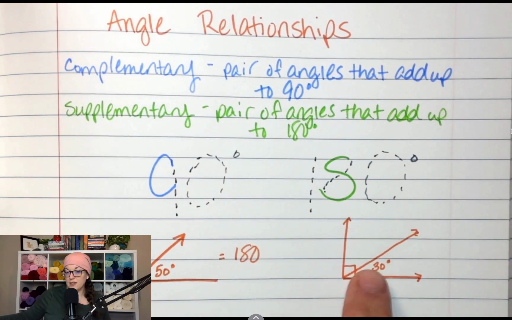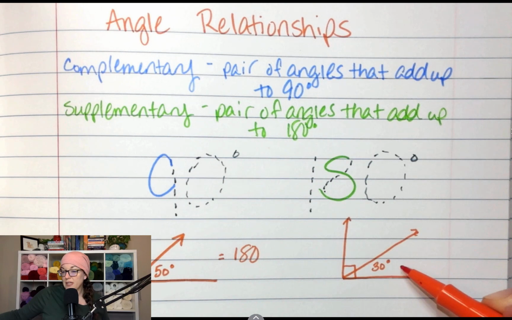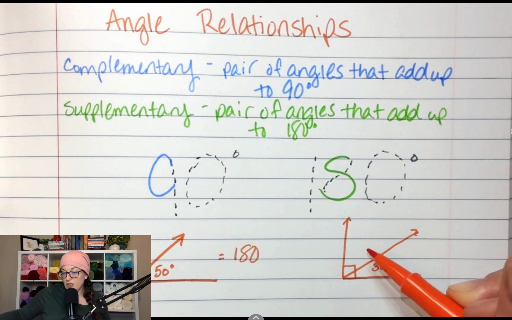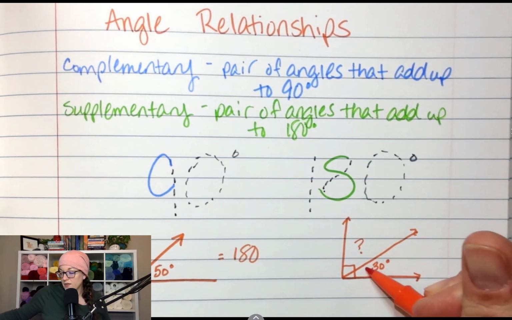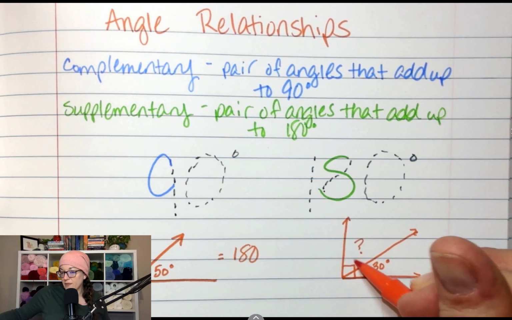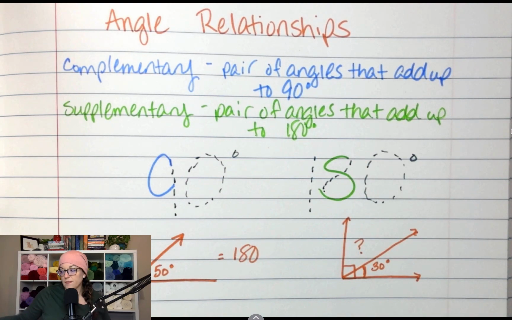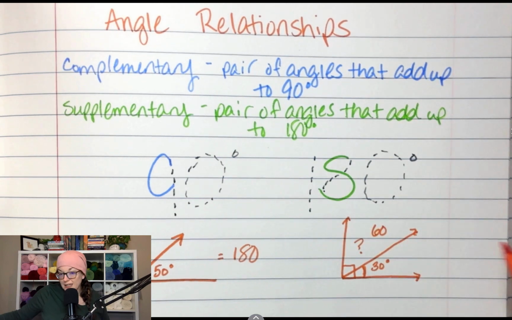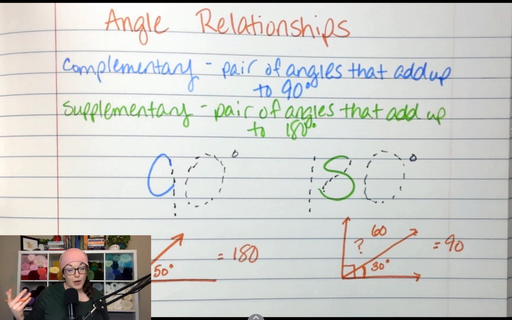This was 180. This one's 90. If this piece is 30, how much is this piece? From here to here is 30. How much is from there to there? 60, because 90 minus 30 is 60. Okay, so complementary, supplementary. You may also see algebraic expressions with x's represented. Remember that x's go with other x's. So 2x plus 1x is 3x.